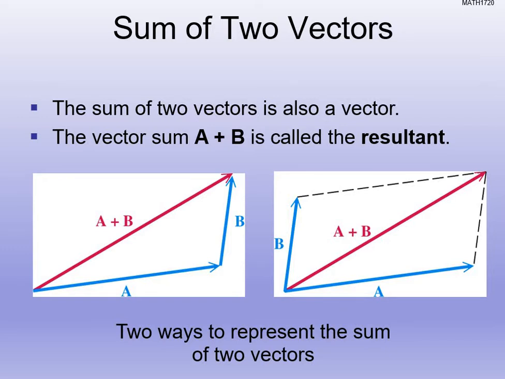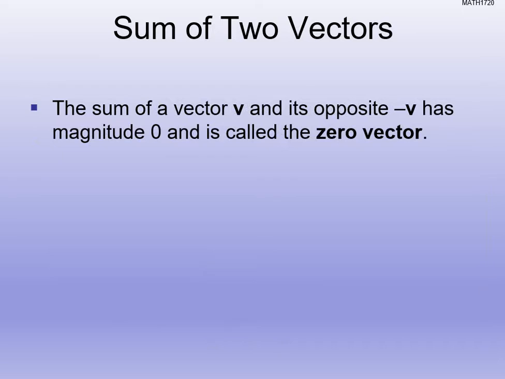So remember, if your assignment or the test asks you to find the resultant, you need to do the vector sum. All right, this is another one here. The sum of vector V and its opposite, so negative V.